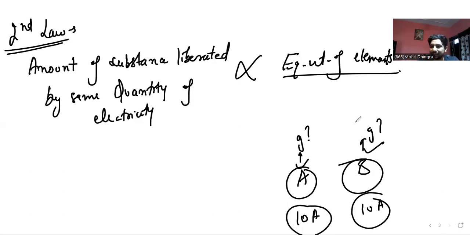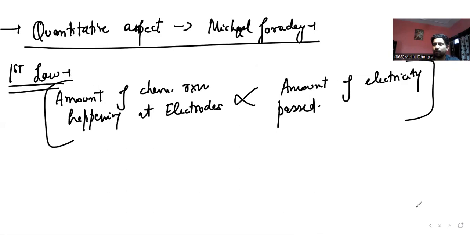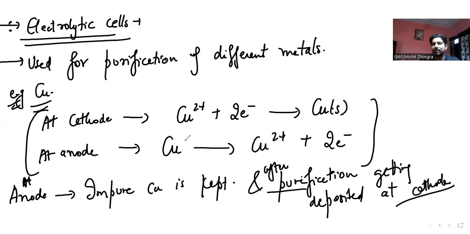We have studied in normality how to find equivalent weight. So if there are two different elements and the same amount of electricity is passed, how much of them is liberated and how much undergoes oxidation and reduction depends upon their equivalent weights. So these are the two laws of electrolysis given by Michael Faraday. You have to remember and write them. And this is exactly what an electrolytic cell is, what is happening in it, and what its application is.